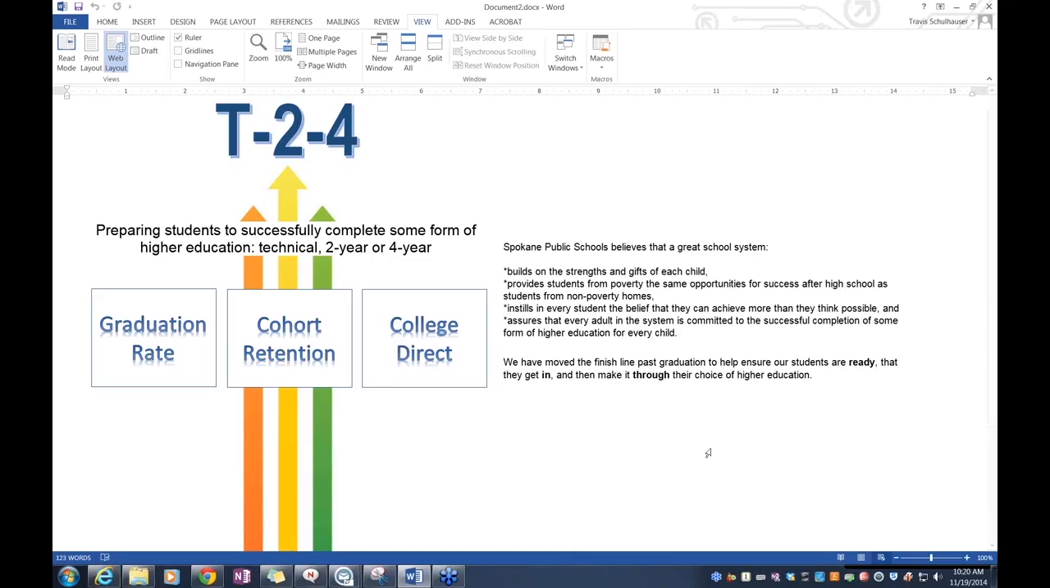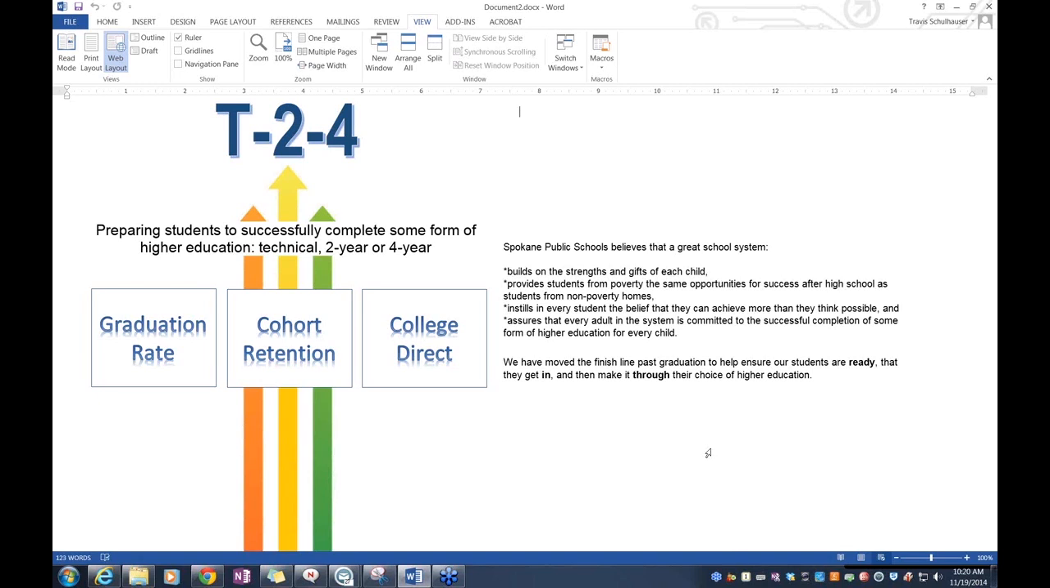So before we dive into the framework that we use with all of our leaders, I wanted to talk a little bit about how we use data. On my screen right now, you can see our overall big picture goal in our district is T24: technical school or military, 2-year degree or 4-year degree. The reason I bring that up is because our goal with any data set is to triangulate, or use multiple sets, to really inform the work.